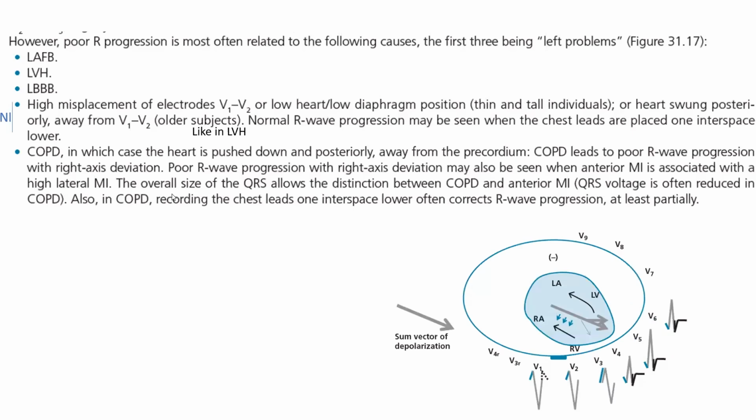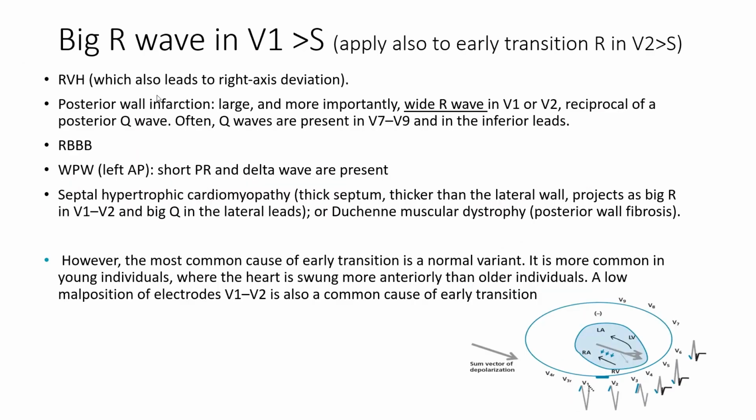You need to print that and that, but especially this one, because most fellows don't know it. Also, when it is a normal variant early transition, the key is that you don't have other associated features. No right bundle branch block, no abnormality of strain pattern of ST and T, no widening of the QRS. It's an isolated early transition. That's how you know it's a normal variant.